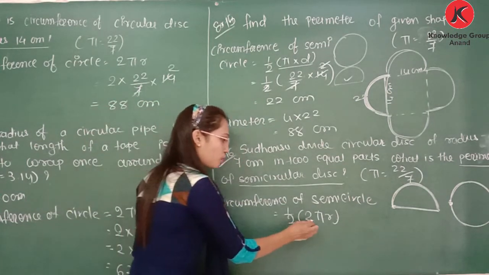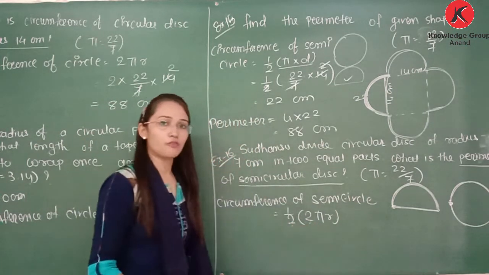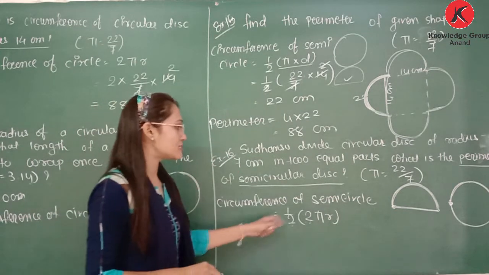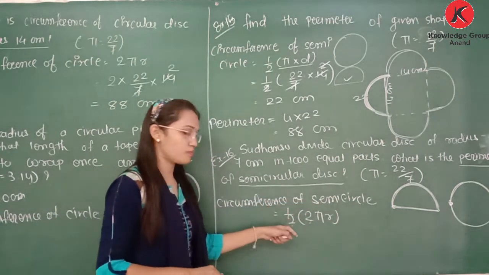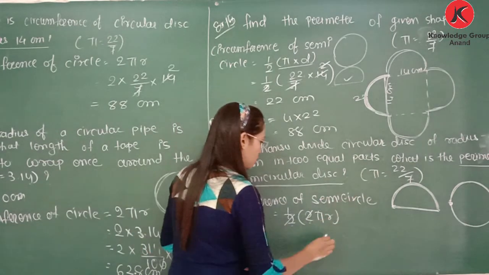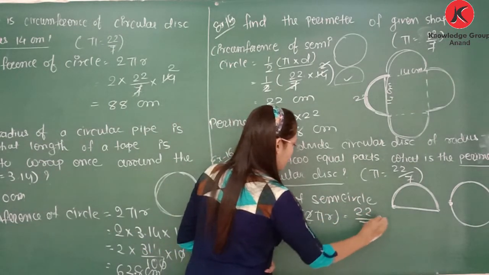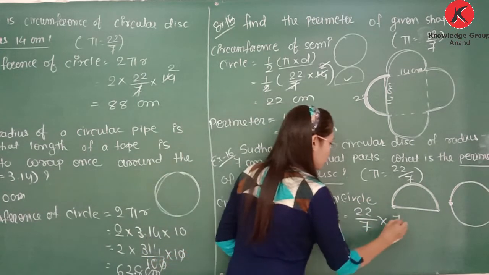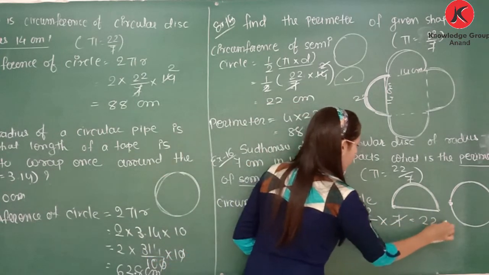Why 1 by 2 pi r? 2 pi r is the circumference of the whole circle. We are considering a semicircle, so we divide it by 2. Now here you can cancel out this 2. Pi we need to take 22 by 7. Radius is given 7. So here we can cancel out this 7, and we get 22.